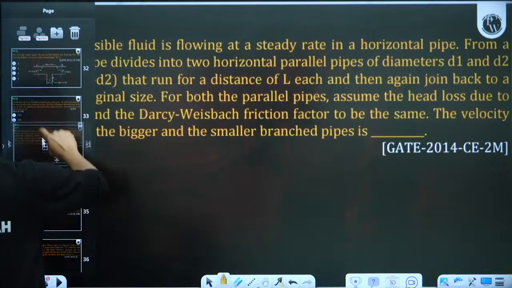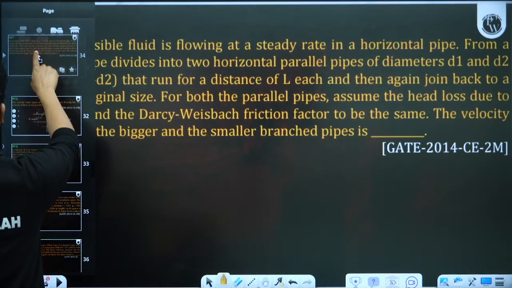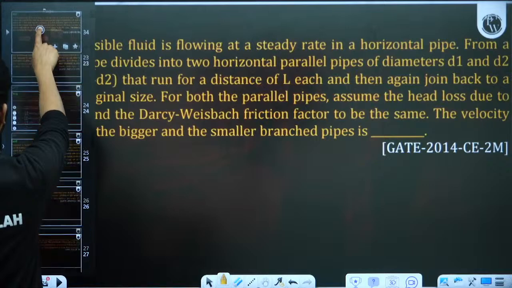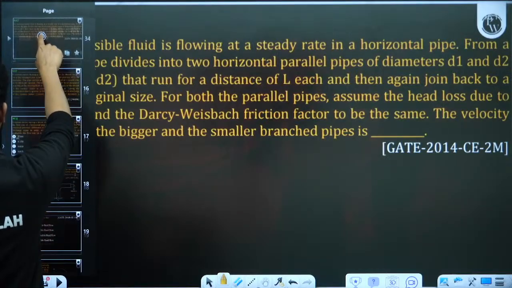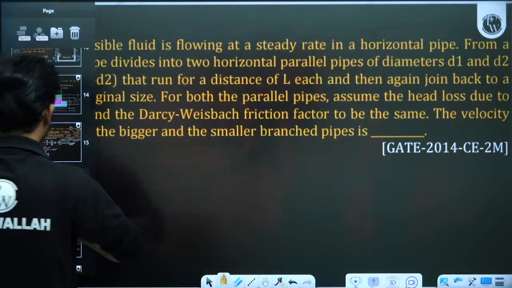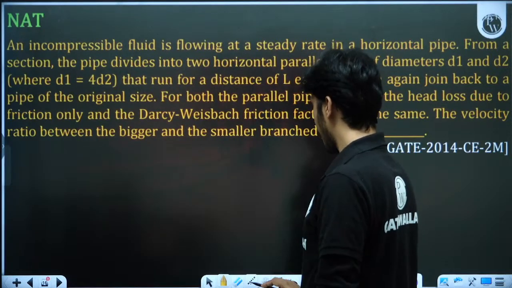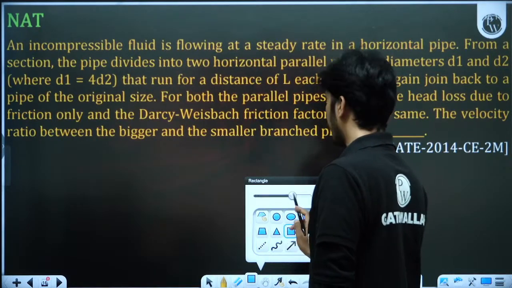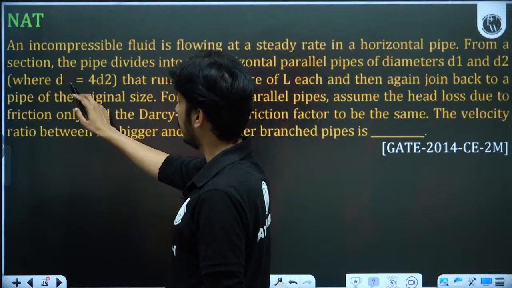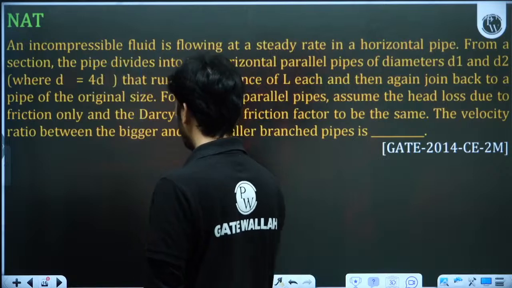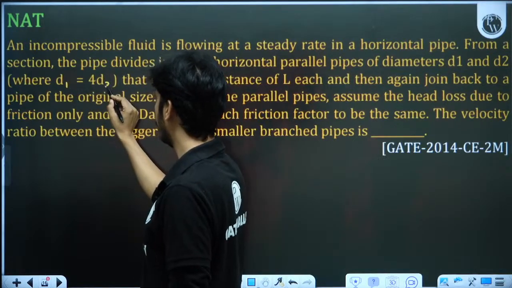This is a very good question from the Darcy-Weisbach equation. Let us do this question. Here please understand, this is d1, not d raised to power 1. This is d2, not d square. This is d1 and this is d2.